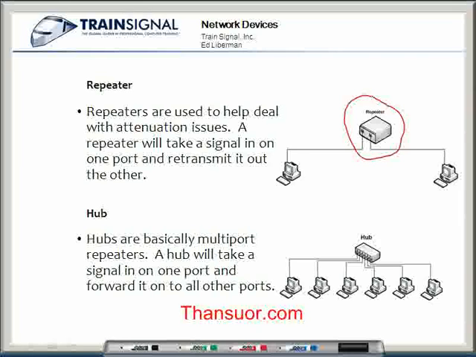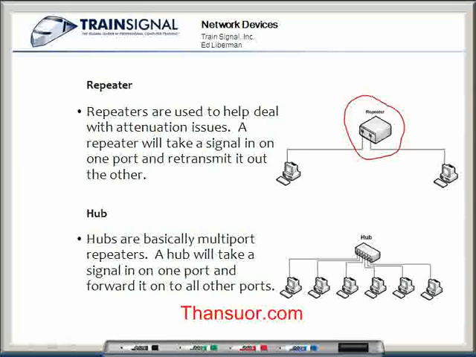Now, speaking of a repeater, it is used to help deal with something called attenuation. That is a word that was brought up back when we were looking at our cabling video, because all network signals will deteriorate eventually if they have to travel too far, and that's called attenuation. So a repeater is nothing more than a device that takes a signal in on one port and retransmits it out the other.